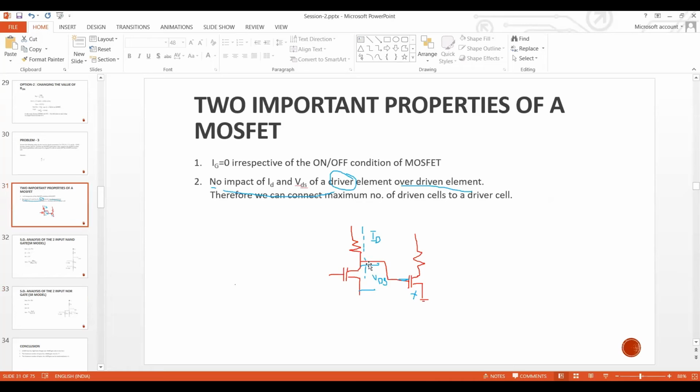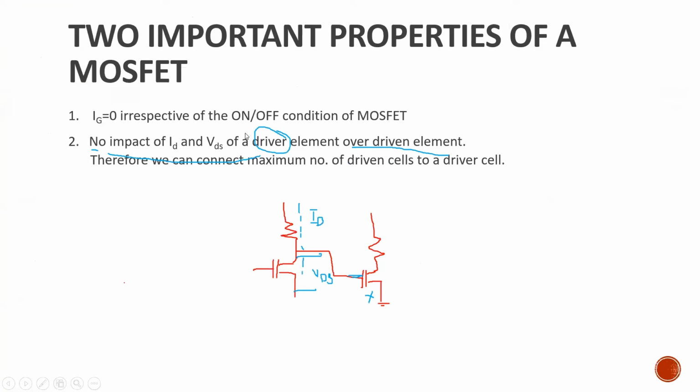Yes. So guys, here, hope you are seeing my screen. Okay. So guys, here, first of all, irrespective of the device status, Ig is 0. And one more thing, the driver element ID and VDS are not going to affect the driven element status. Hence, you can connect n number of devices at the output of the driver element. Hence, remember guys, the fan out could be maximum. The fan out of this particular MOSFET you are considering is maximum.